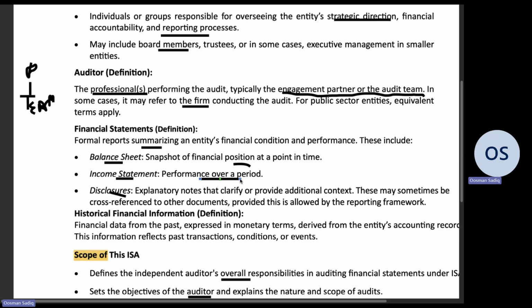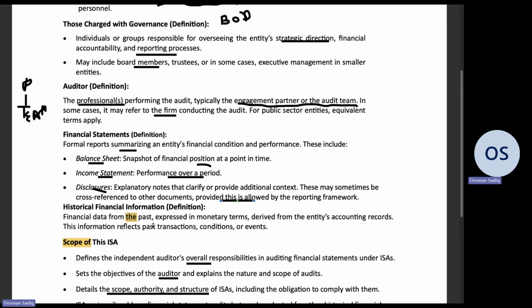Income statements can be for a quarter, can be for 6 months, 1 year. Disclosures, right? And usually an audit is a 1 year period. Explanatory notes, these may be cross-referenced, provided this is allowed by the reporting framework. Historical financial information, this is a definition: financial data from the past expressed in monetary terms.